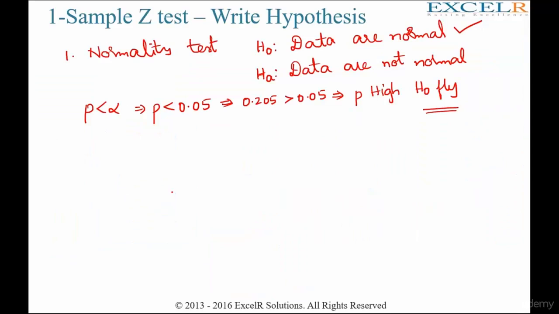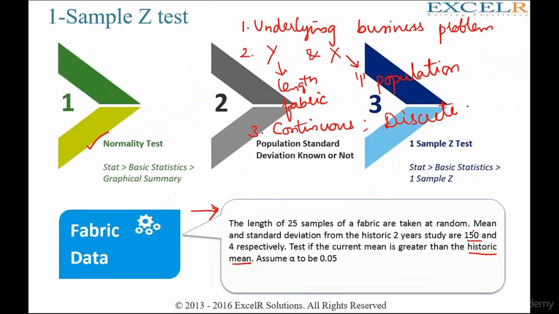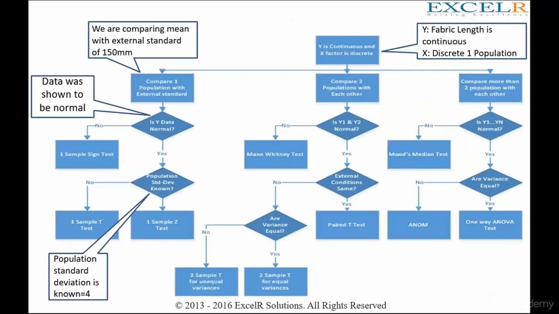Now, if we go back to the problem statement, the standard deviation is provided as 4. This is population standard deviation, right? It's provided to us. Historical data. We are assuming that there are only 2 years data available, so we have taken that. It's 4. So we have taken that as 4. Now, since we know this, since it is yes, we proceed with one sample z-test.